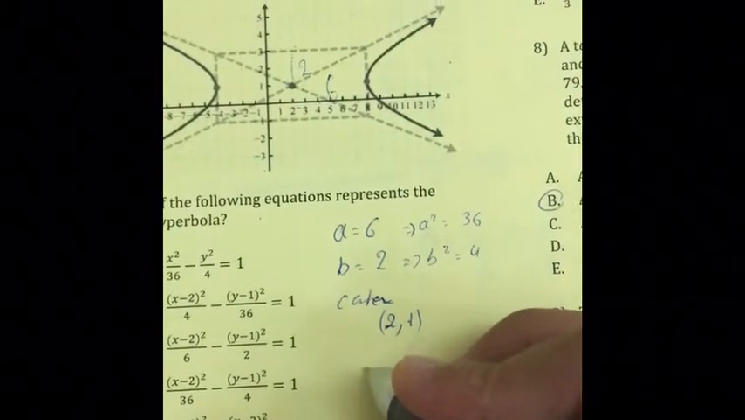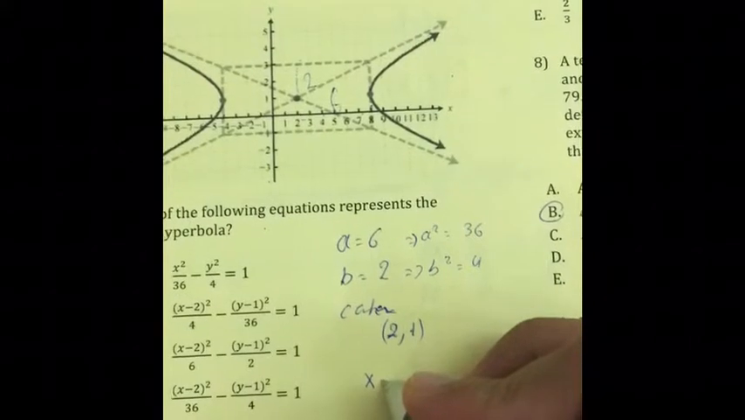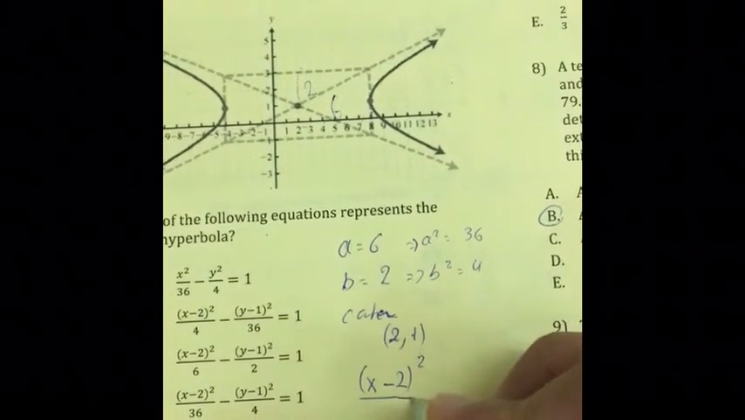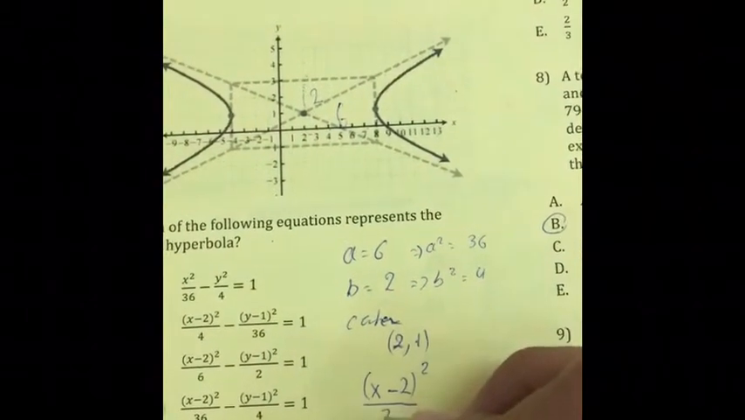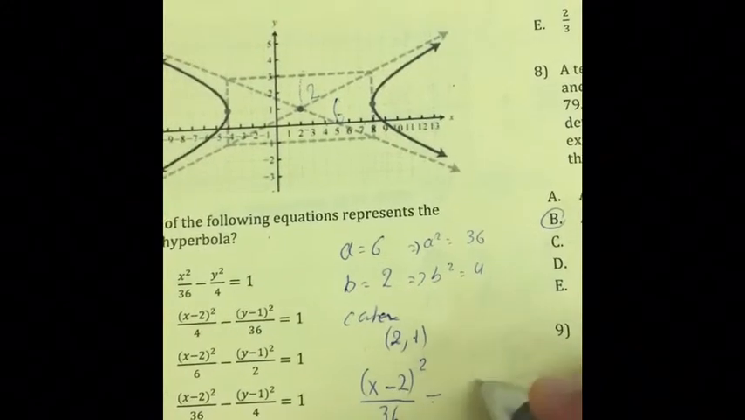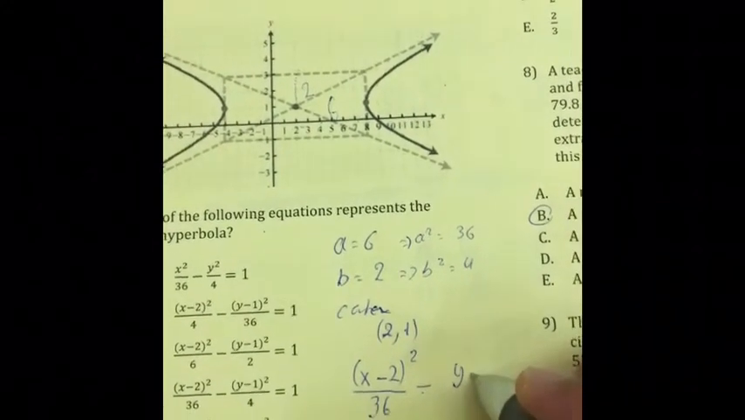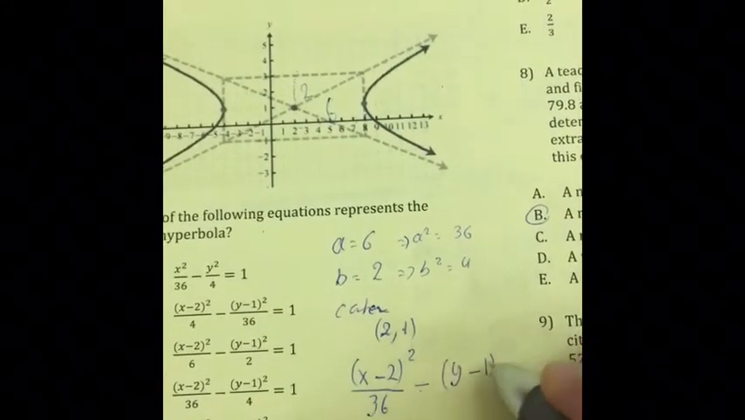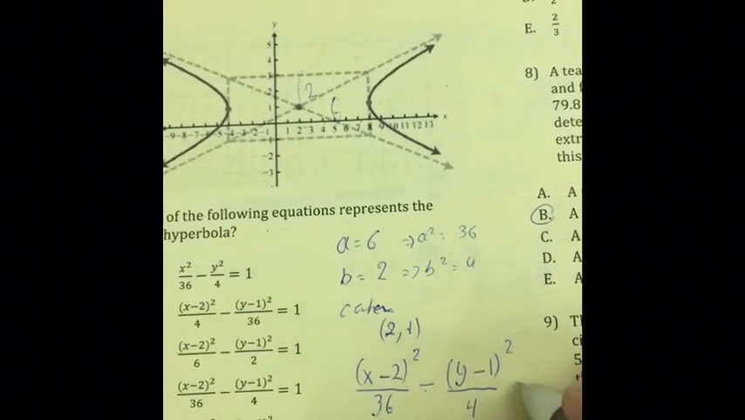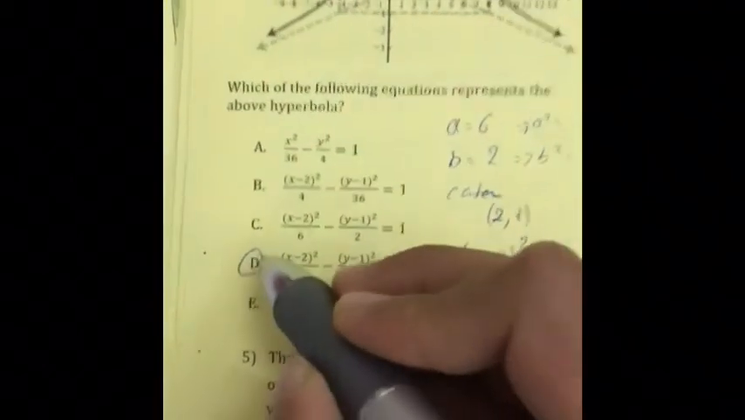So x minus 2 squared over 36, a should be squared, minus y minus 1 squared over 4 equals 1. So this is the right answer.